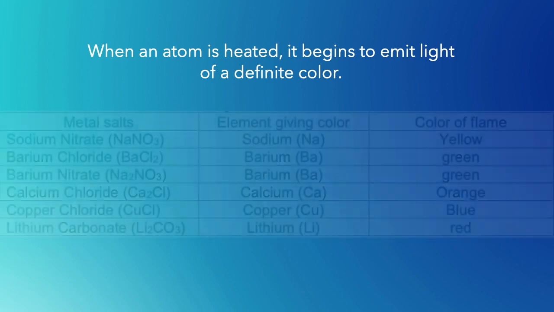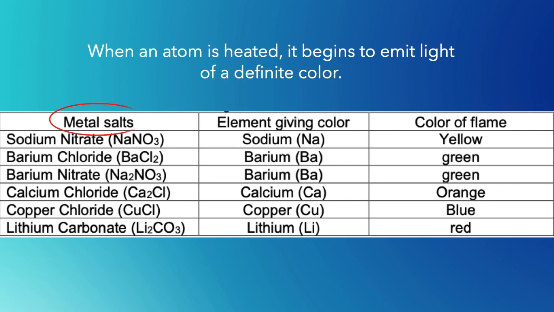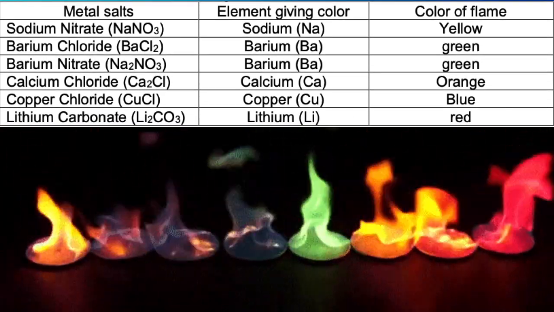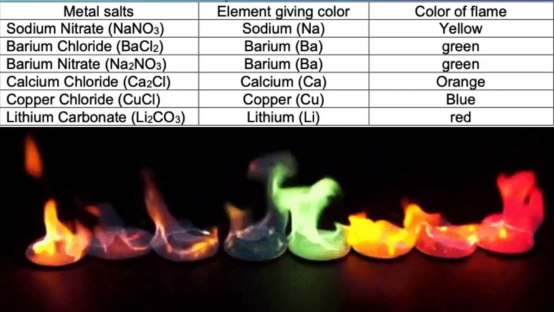Narito ang list ng ilang metal salts, yung element na meron sila na nagbibigay ng kulay, at ang kulay ng kanilang flame. Kaya kapag pinainit natin ng sodium nitrate, yung sodium atom na component nito ay nag-i-emit ng yellow light. Kapag barium chloride naman, yung barium na element na meron nito ay nag-i-emit ng green. Ganon din sa iba pang mga examples ng metal salts. Narito ang actual flame test. Ayan, meron tayong parang rainbow of flames because of this.